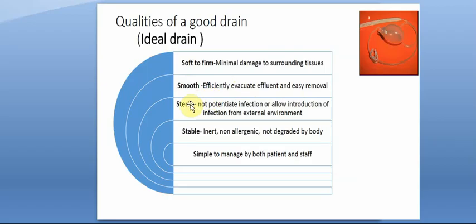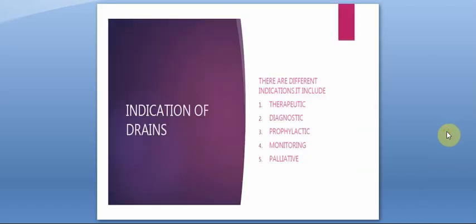Next is the ideal drain should be sterile. Okay, whenever you're introducing the drain, it has to be done in aseptic technique, in a sterile technique, so that there is no introduction of infection. Next is ideal drain should be stable. It should be non-allergic. Next is it should be very simple so that the patient and the staff can manage well. Next is moving on to indications of drains.